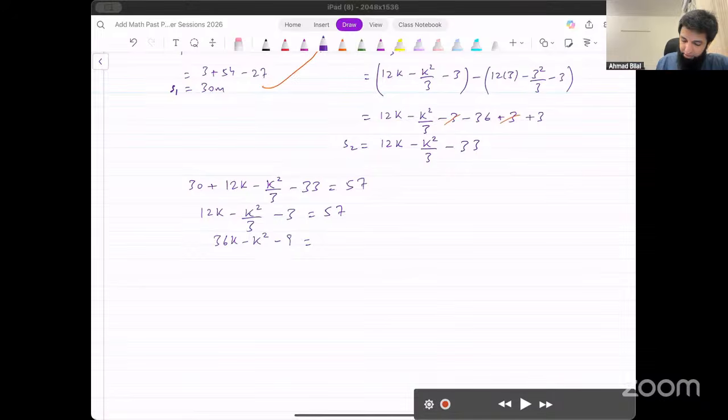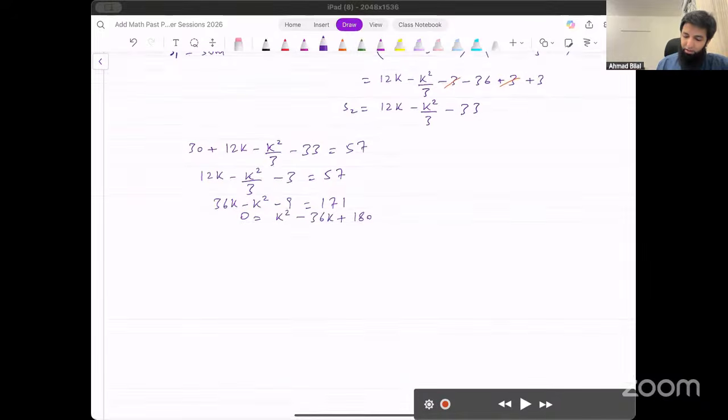180 minus 9, that will be 171. Okay, that gives me 0 equal to k squared minus 36k plus 180 equal to 0. Can we factorize this now?